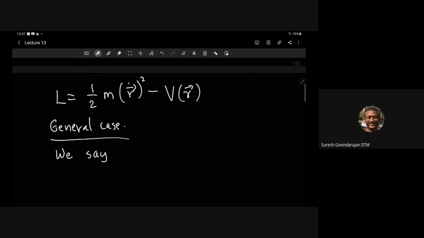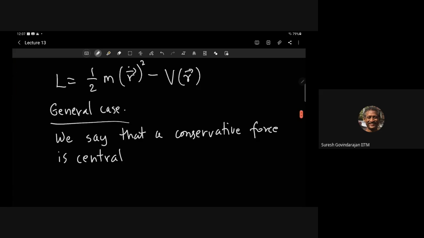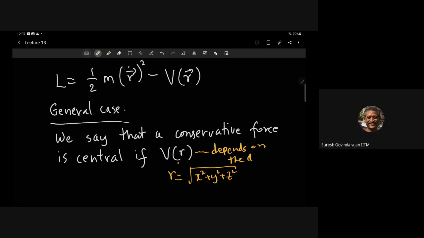We say that a conservative force is central if V is a function of only R. Okay, that means, so let's say R is independent, it depends only on the distance from the origin.